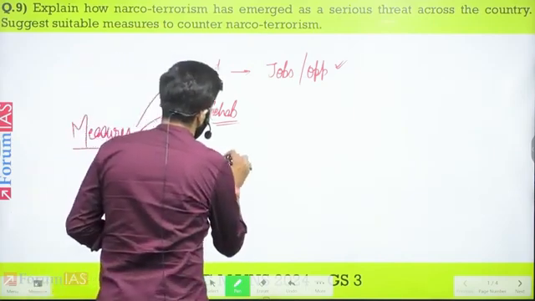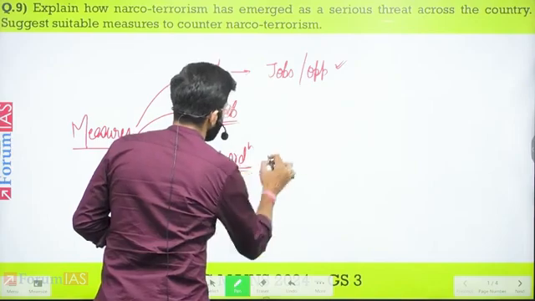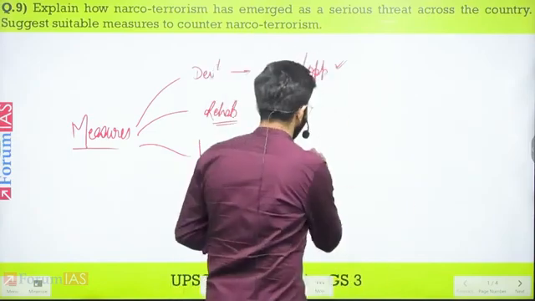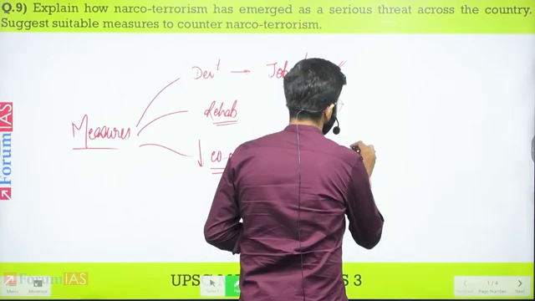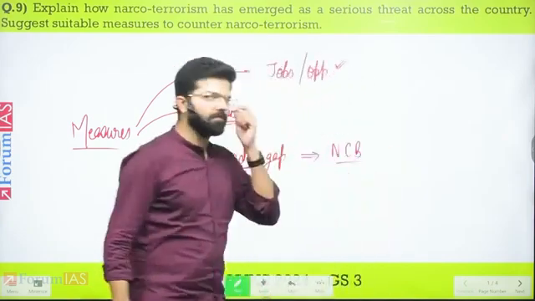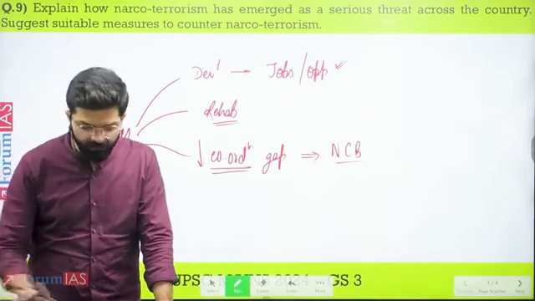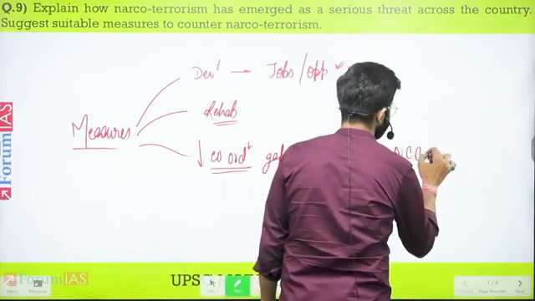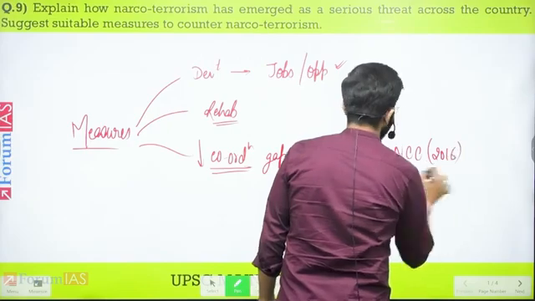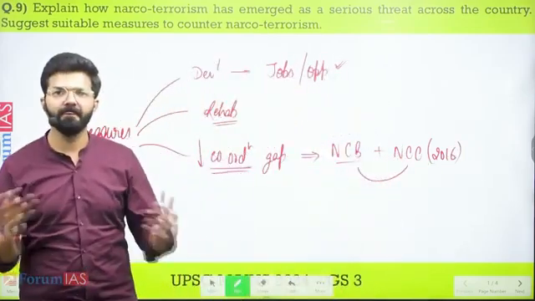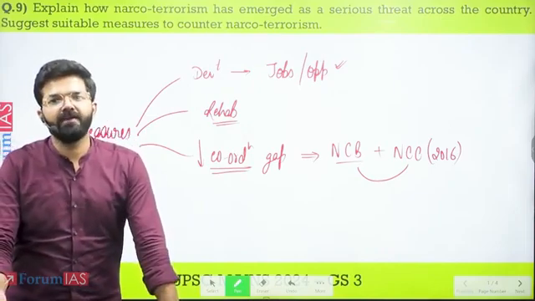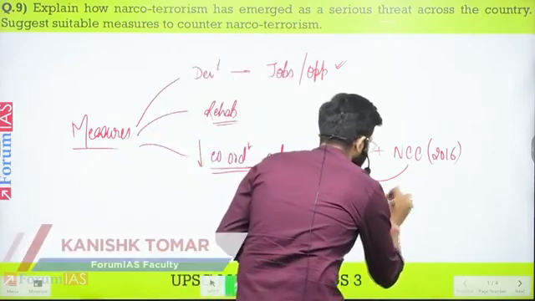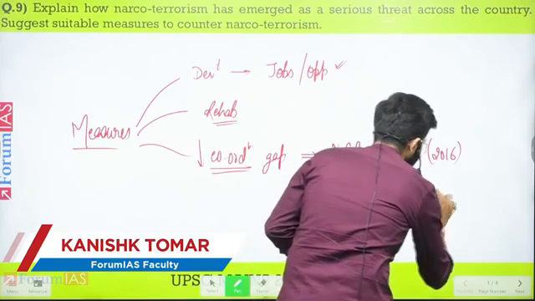Then what we need to do is minimize the coordination gap between the institutional arrangements. Like, we have the Narcotics Control Bureau, first of all. And then we also have the Narcotics Coordination Center that was established in 2016. They must work in tandem and of course within the law formed in 1985 by the government, that is the Narcotic Drugs and Psychotropic Substances Act of 1985.